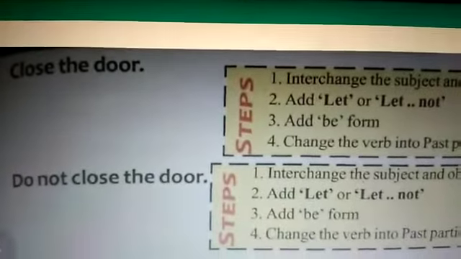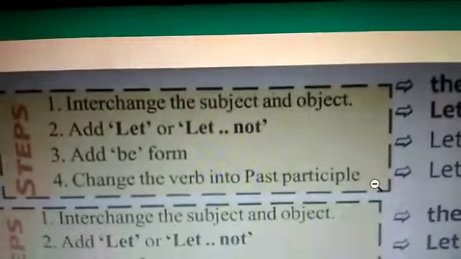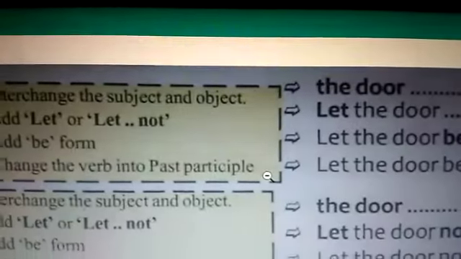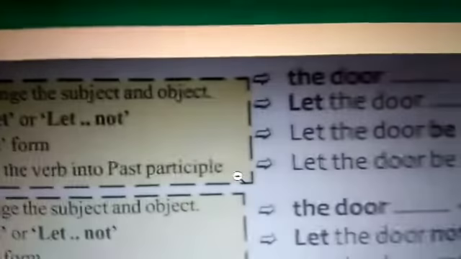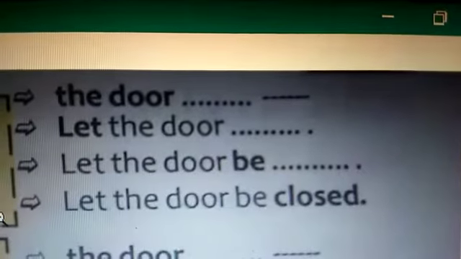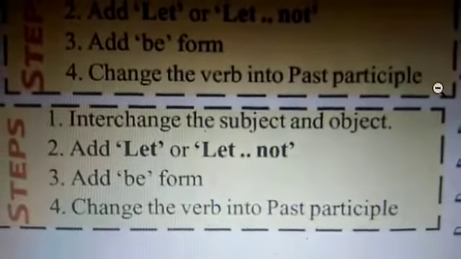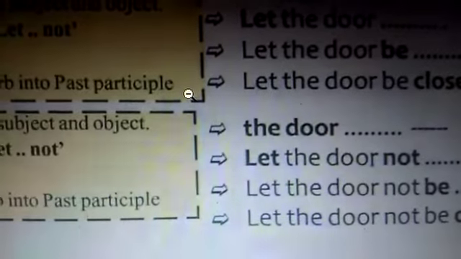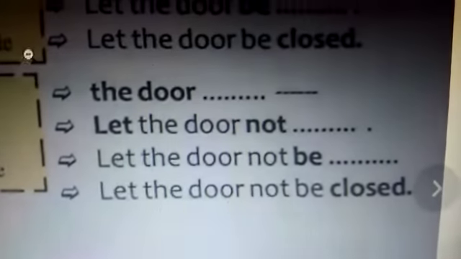See? The next example, close the door. What are the steps? Interchange the subject and object, that is the door. Add let or let not. Here let only you should use. Let the door. Add be form, let the door be. Change the verb into past participle, let the door be closed. Now coming to do not close the door, that is negative form. Here also the same steps, only thing you have to use let the door not. So interchange the subject and object, add let not, add the be form, change the verb into past participle. So let the door not be closed.